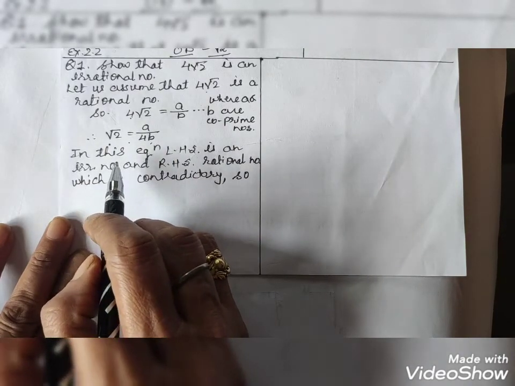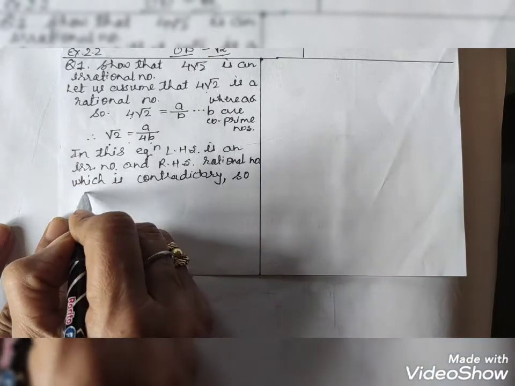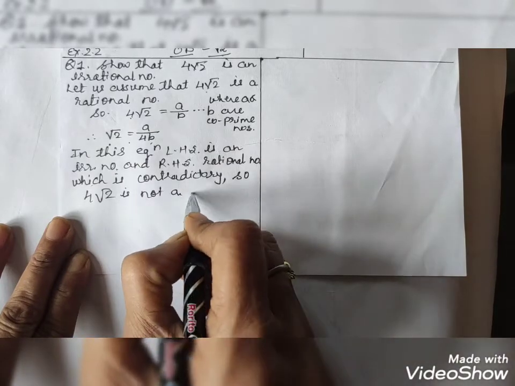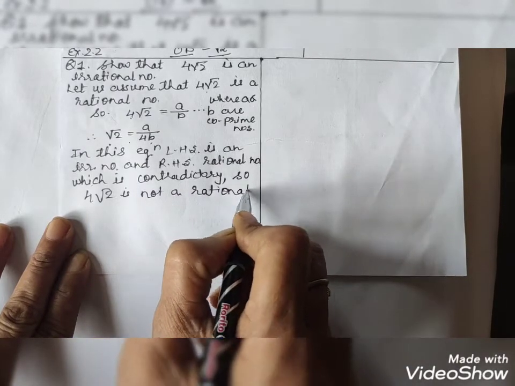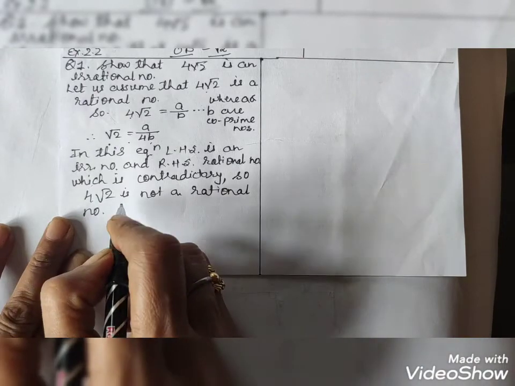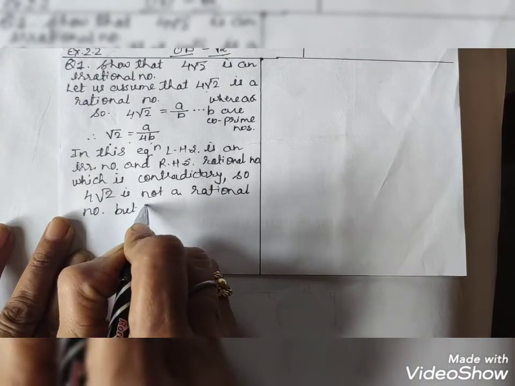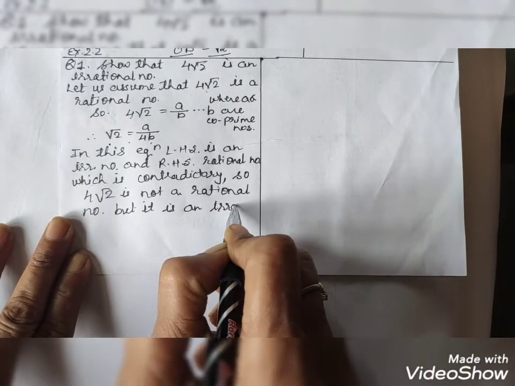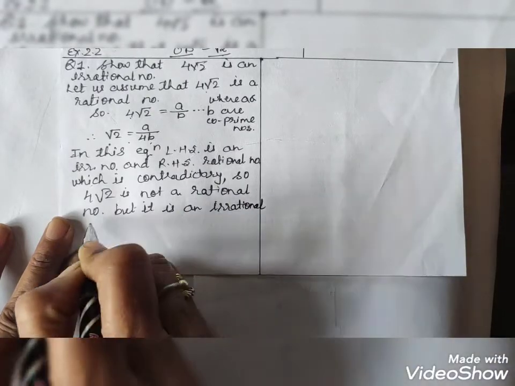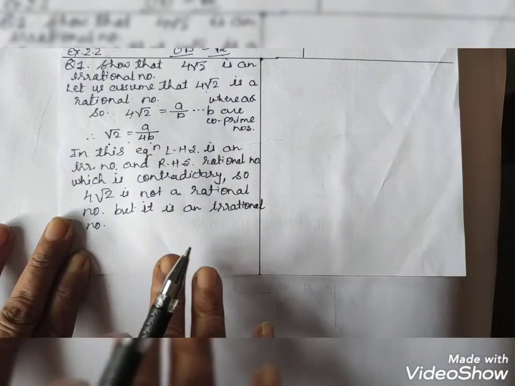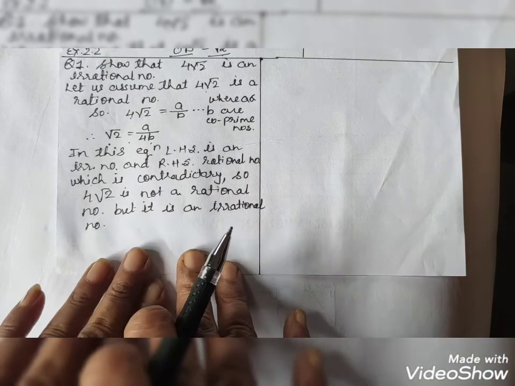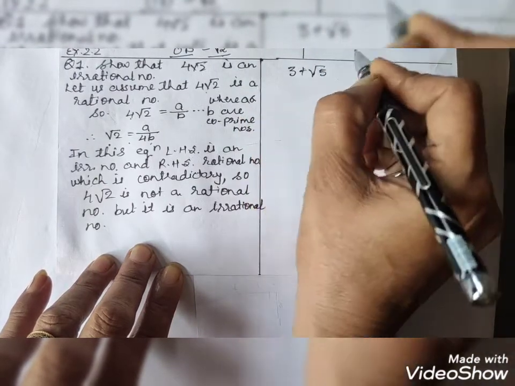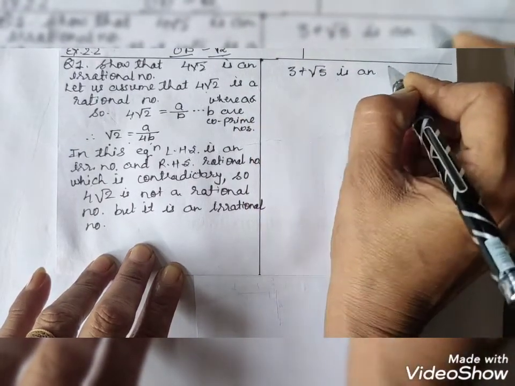So here what do we write? So 4 root 2 is not a rational number, but it is an irrational number. Okay. So similarly, you can prove, here one more question is there. What is that? Prove that 3 plus root 5 is an irrational number.